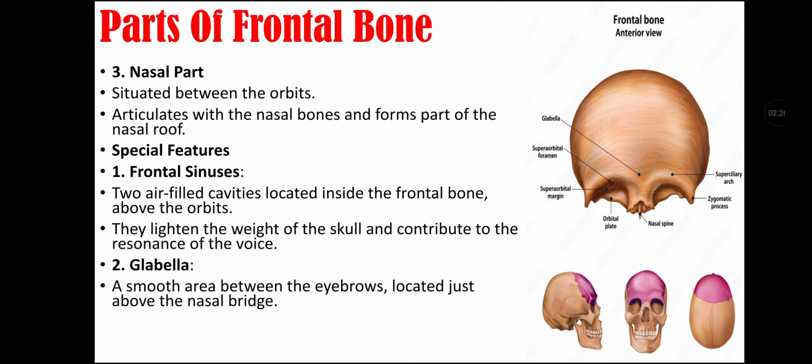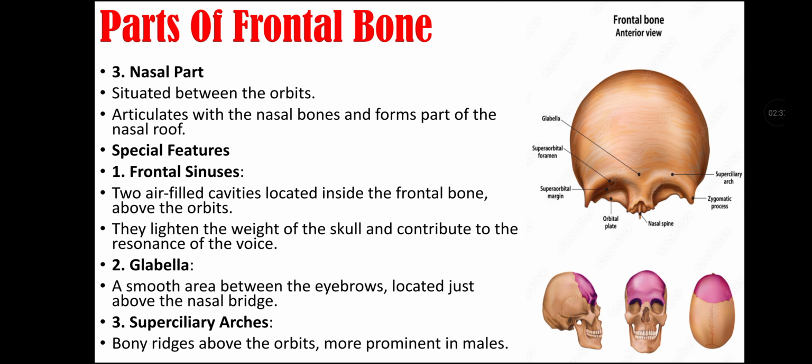Then it has glabella, that is a smooth area between the eyebrows, located just above the nasal bridge, as you can see in the diagram. Then it has superciliary arches that are bony ridges above the orbits that are more prominent in males.